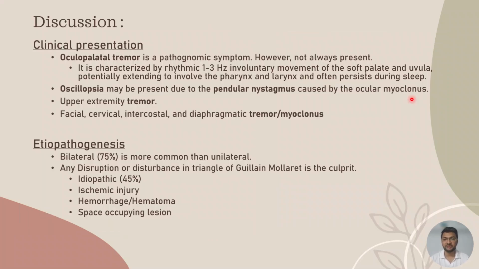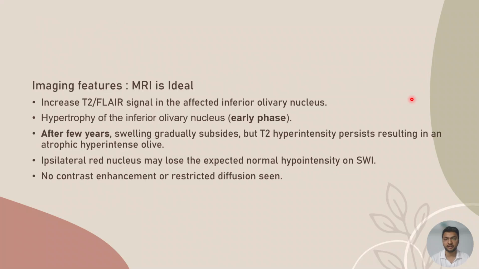Discussion. Clinical presentation: oculopalatal tremor is the most pathognomonic symptom. Other symptoms can include oscillopsia, upper extremity tremor, and facial and cervical tremors. Etiopathogenesis: hypertrophic olivary degeneration is most commonly bilateral, in 75% of cases. Among the main etiologic factors, the idiopathic variety accounts for 45%. The others include ischemic injury, hemorrhage, hematoma, or any space-occupying lesion in the triangle of Guillain and Mollaret.